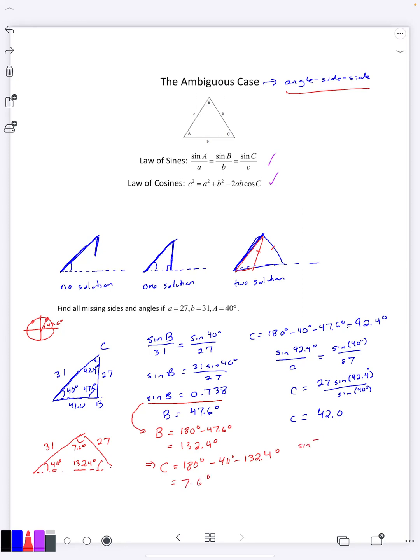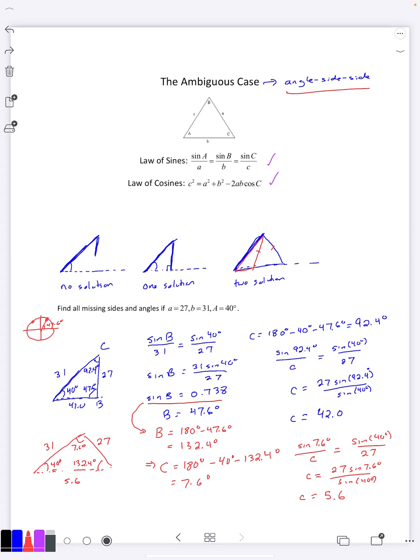And then we can do sine of 7.6 degrees over C is sine of 40 degrees over 27. And then we're going to go ahead and find the missing side here. 27 sine 7.6 divided by sine of 40. I get 5.6 here, and that would be the missing side in this case.